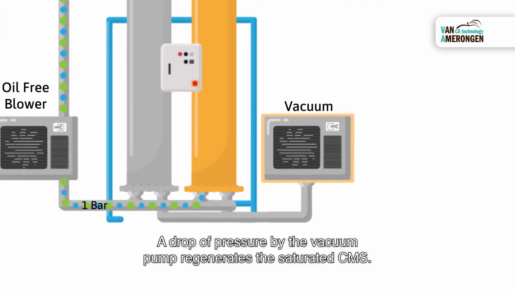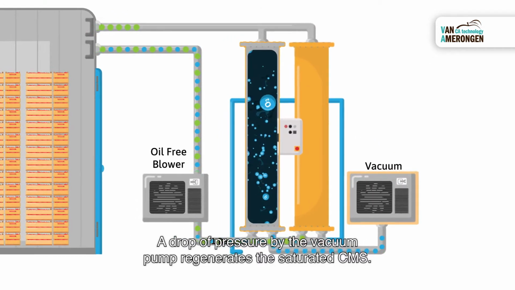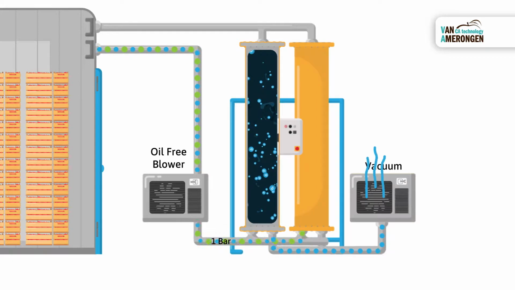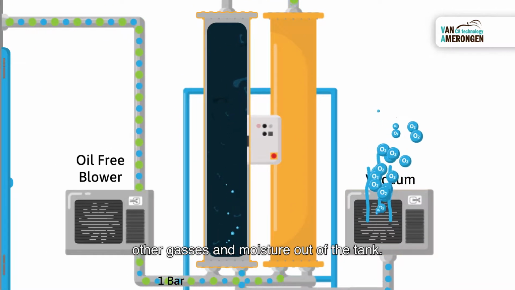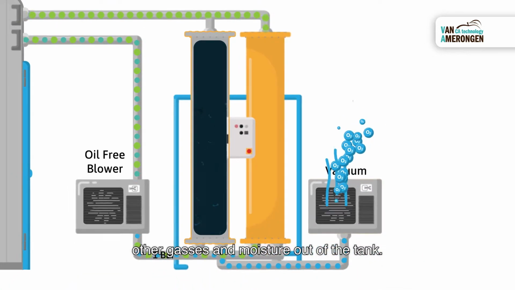A drop of pressure by the vacuum pump regenerates the saturated CMS. The vacuum pump vacuumizes all oxygen molecules, other gases, and moisture out of the tank.